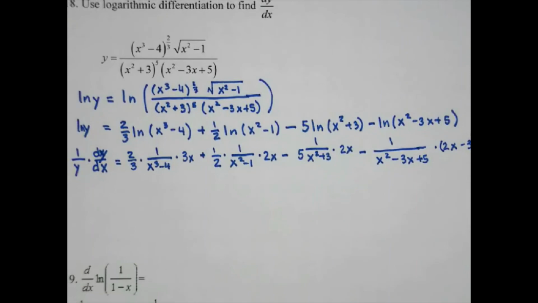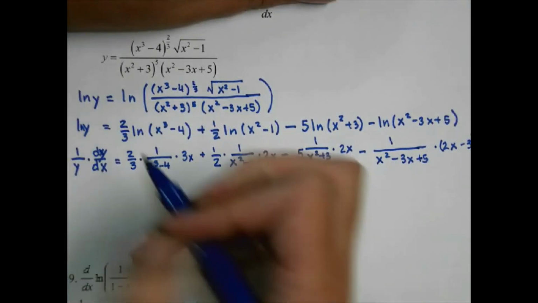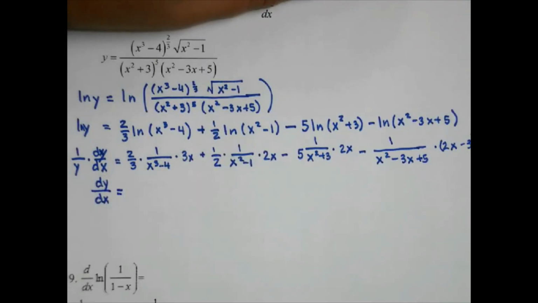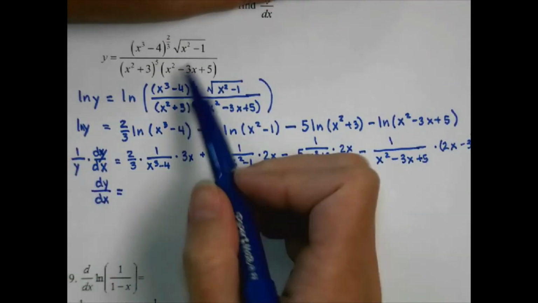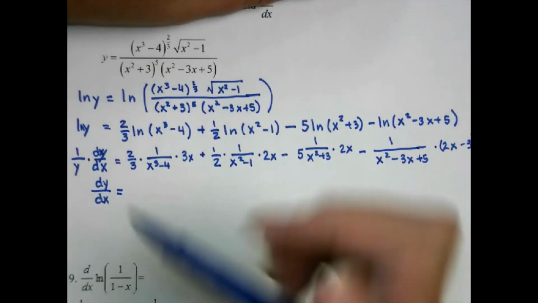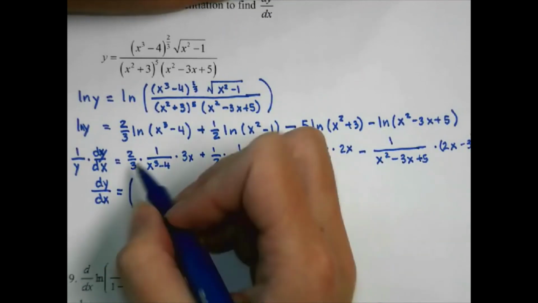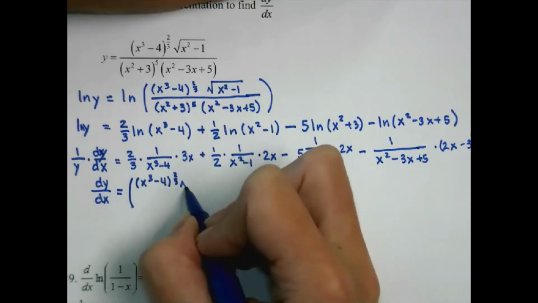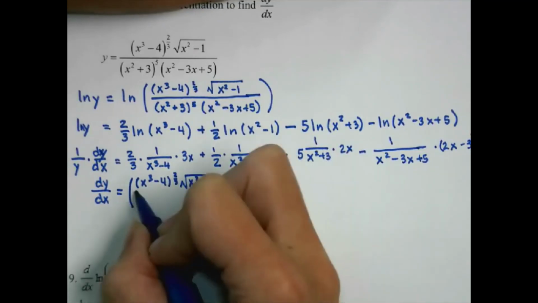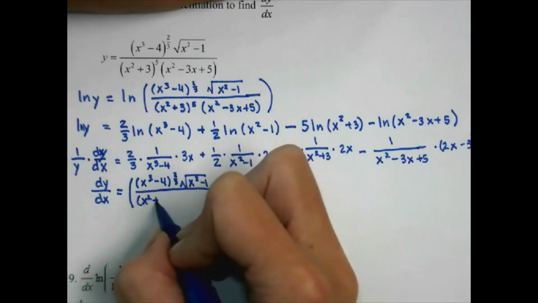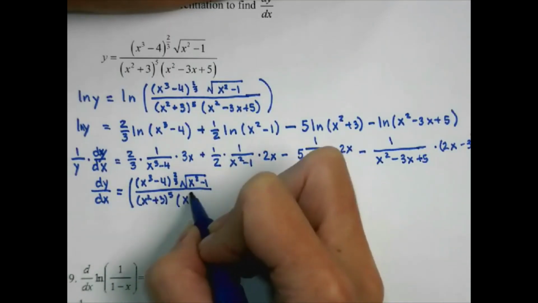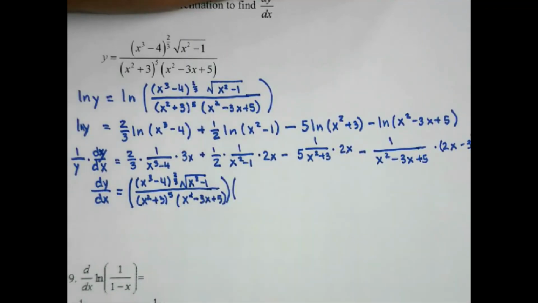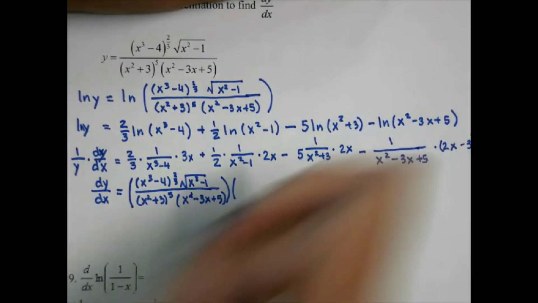Now here's the trick. I want just an expression for dy dx. So to do that, I'm going to multiply by y. Y is this whole thing. So I multiply both sides of this equation by y, but y is really x cubed minus 4 to the 2/3 square root of x squared minus 1 over x squared plus 3 to the 5th x squared minus 3x plus 5 times all of this.